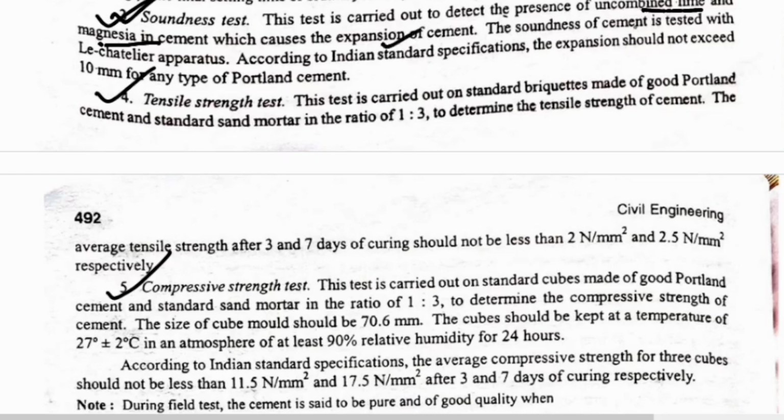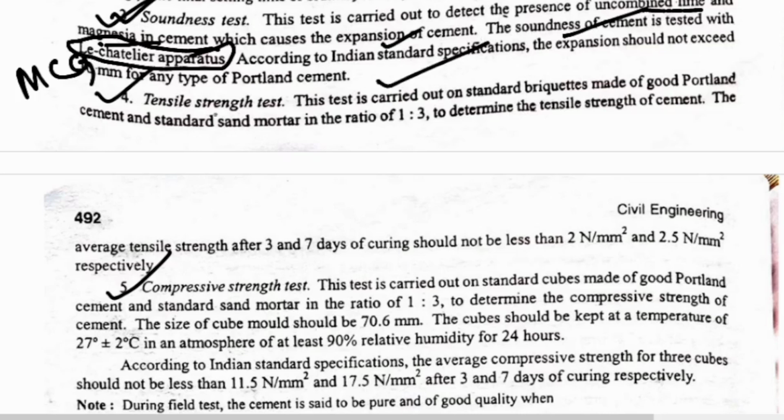The soundness of cement is tested with Le Chatelier apparatus. This is also an MCQ question. Soundness of cement is tested with Le Chatelier apparatus. According to Indian Standard specification, the expansion should not exceed 10 mm for any type of Portland cement.